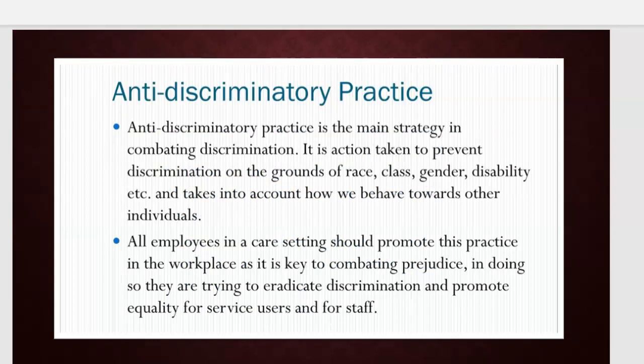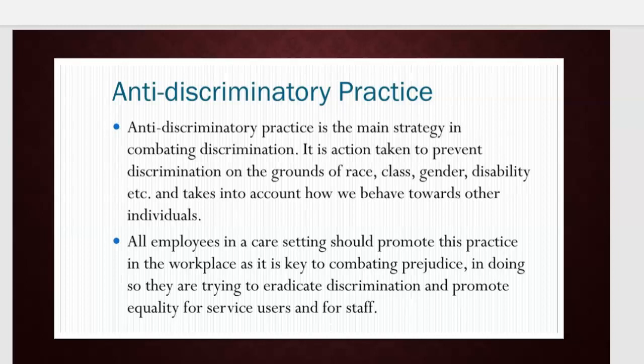Anti-discriminatory practice is the main strategy in combating discrimination. So it's about action that's taken to prevent discrimination on a wide variety of social identities related to class, socioeconomic status, related to race, gender, disability, among others. Immigration status can be added there, religion and religious affiliation, among others that we can probably think of.